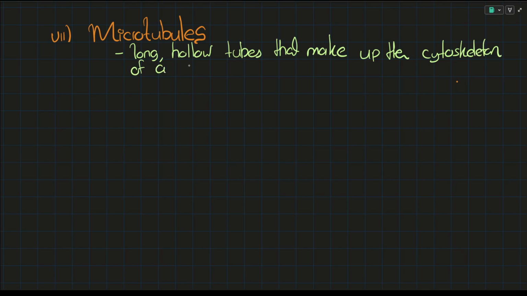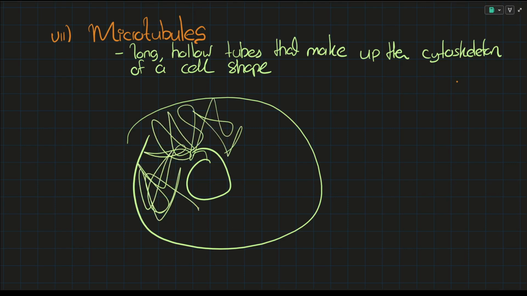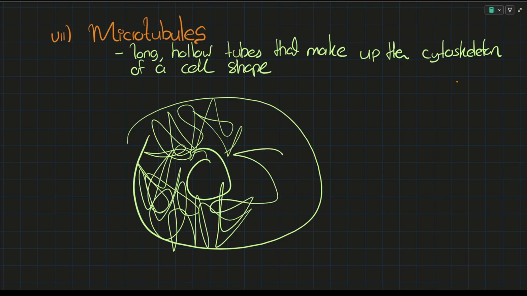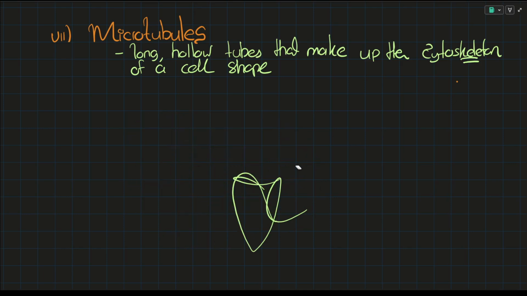of a cell shape. Now I know we draw cells like this. Okay, pretty perfect. Boom, that's it. But the reality is, to maintain the shape of this cell, there's so many microtubules. Long hollow tubules that make up the cytoskeleton, cell skeleton of this, so that the cell is capable of retaining its shape like so.